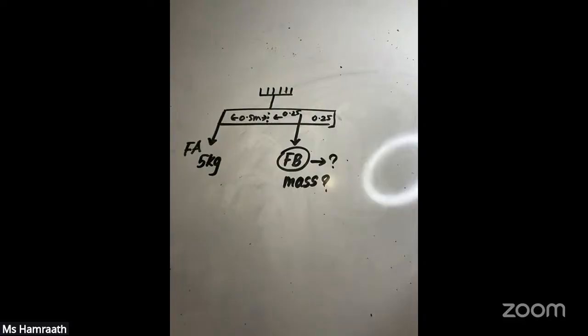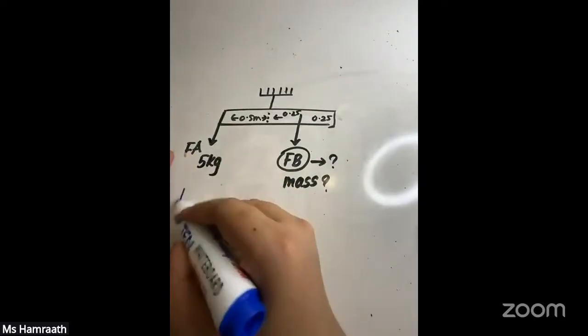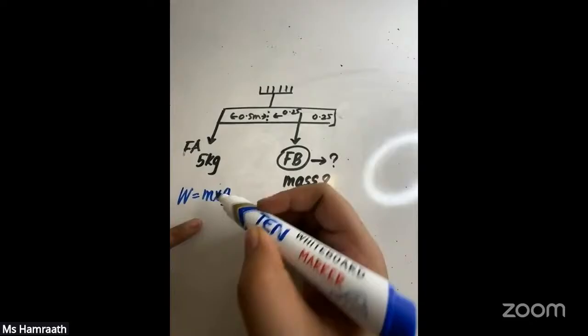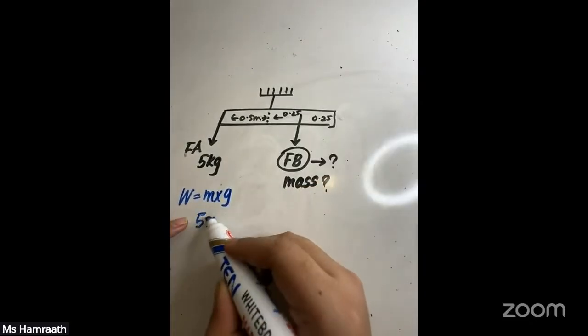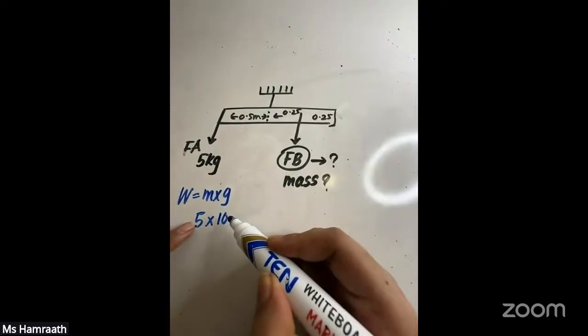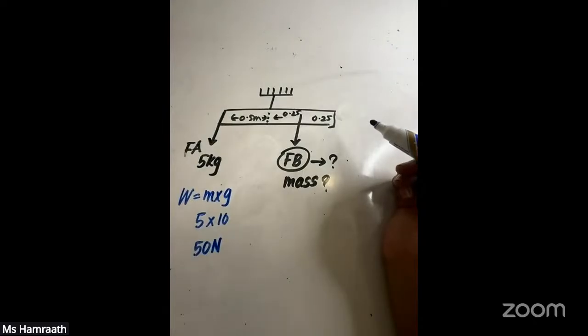Okay, let's do it together. First, find the force at A. How can we find it? They have given you the mass, right? Weight is equal to mass into gravitational force. So mass is 5 and what is the gravitational force? 10. So 5 into 10 is how much, dear? 50 Newton.